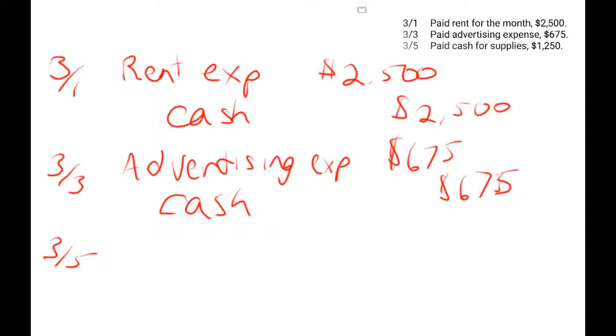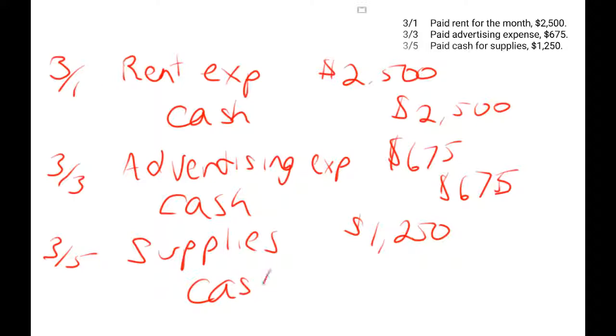On March 5th, we paid cash for supplies of $1,250. This would be a debit to supplies because your asset will increase of $1,250, and you would be paying it in cash.